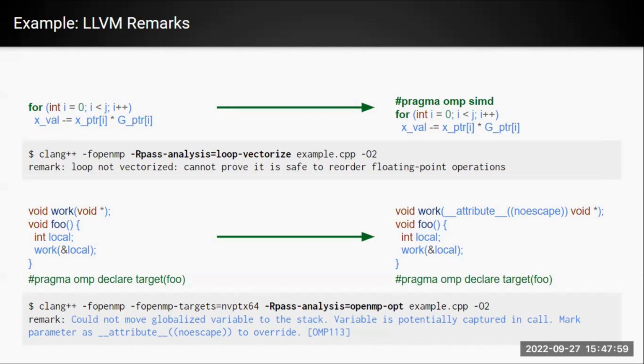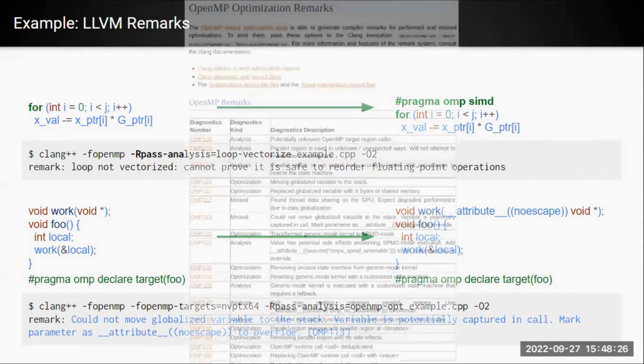If it's not captured, you can use this attribute noescape. And then online, you can also look up OMP113. So if you put in attribute noescape, you tell the compiler, this function will not capture this pointer. And capturing effectively means it will not make a copy of the pointer that outlives the function. We use it in a weird way, but that is what it's supposed to be.